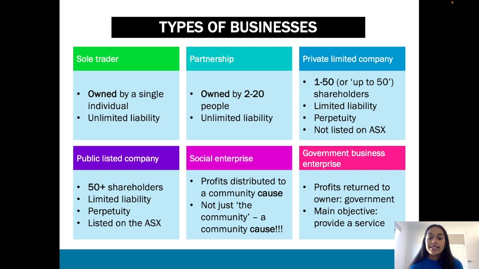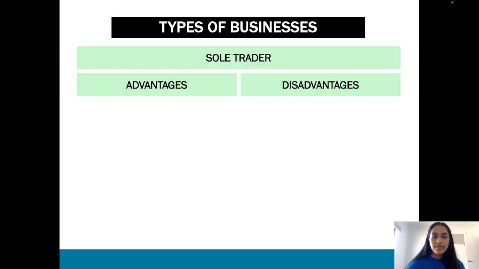And then we have government business enterprise. This is where profits are returned to the owner. So really profits are directed towards the government, and the main objective of a government business enterprise is to provide a service, like an essential service. Some examples of government business enterprise are VicRoads and Australia Post. They're all government-run businesses, and their main objective is providing that service. Awesome.